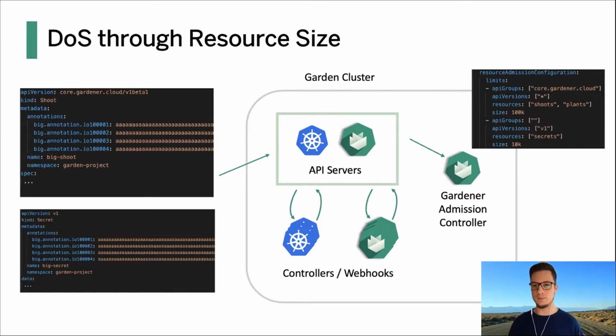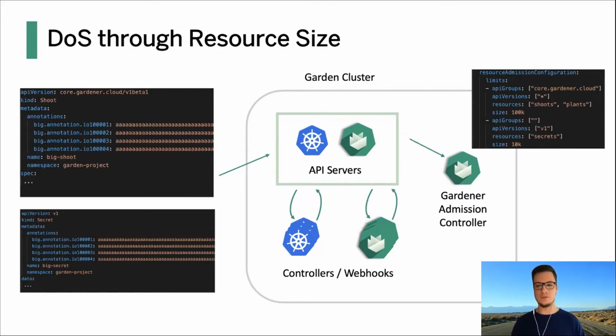Here in this example, I put a configuration that we want to allow shoots and plants, and the maximum size of these resources is 100K. And for secrets, you can also, of course, do that for other resources like Kubernetes native resources, not only for Gardener resources, we allow a maximum size of 10K. With this configuration, the Gardener Admission Controller checks the incoming request.